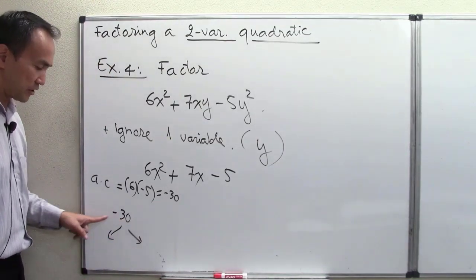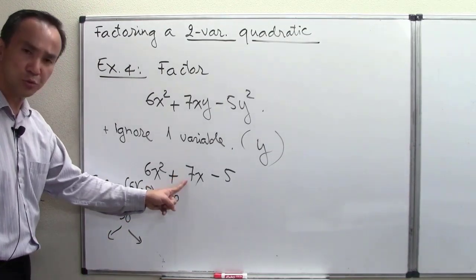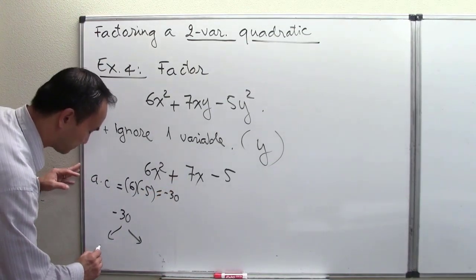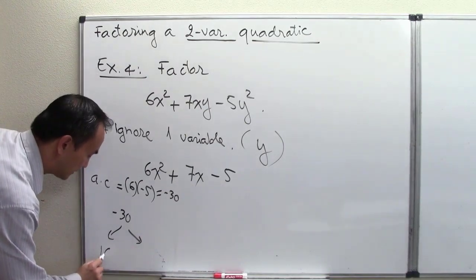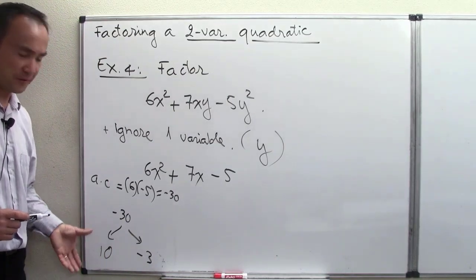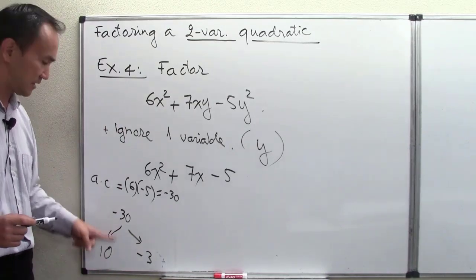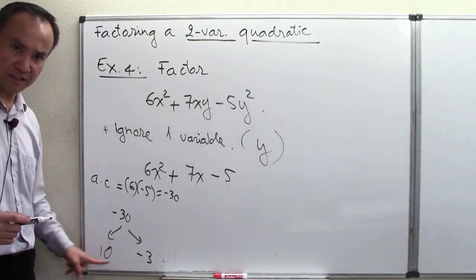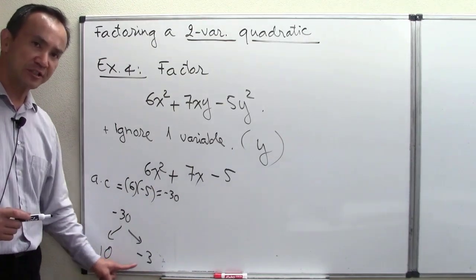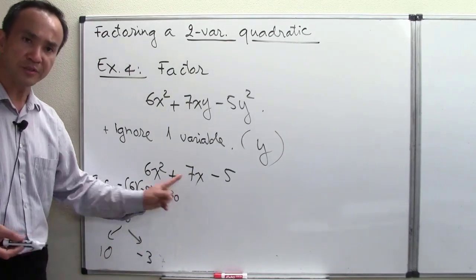I'm going to find the two factors, including signs, of minus 30 that sum to positive 7. Those two factors are 10 and minus 3. Feel free to use scratchwork and list a whole bunch of pairs of factors, including signs; eventually you'll find the only one pair, 10 and minus 3. So 10 and minus 3 are factors, including signs, of minus 30 that add up to positive 7.